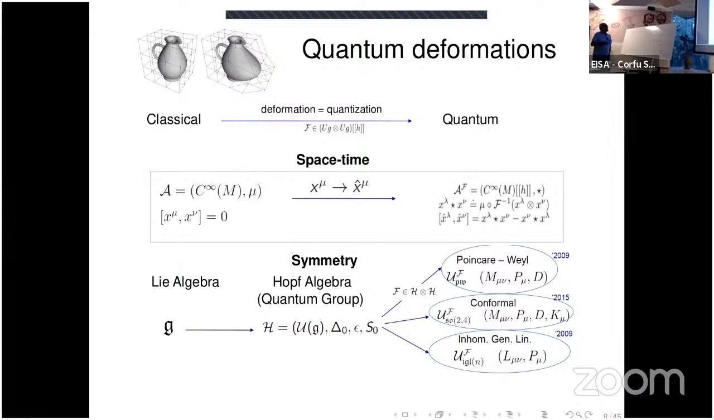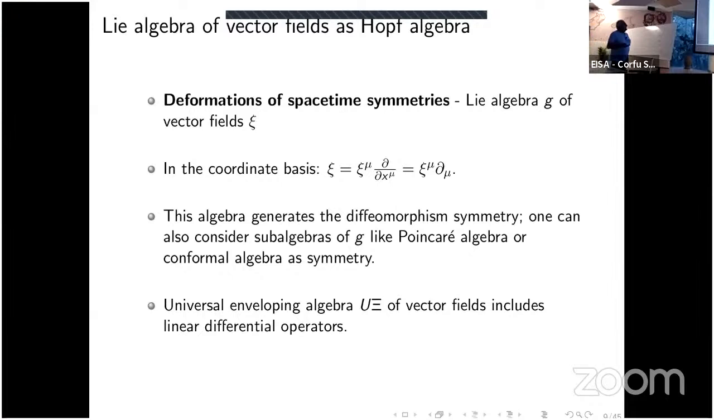There are some examples. For example, during this talk, I will concentrate on the Poincaré-Weyl algebra, which besides the Poincaré generators has dilation and some specific deformation. And another, more geometric object is the algebra of vector fields on a manifold. Here the global vector fields are on R^n, and this algebra generates diffeomorphism symmetry on the underlying manifold, and can also be deformed.